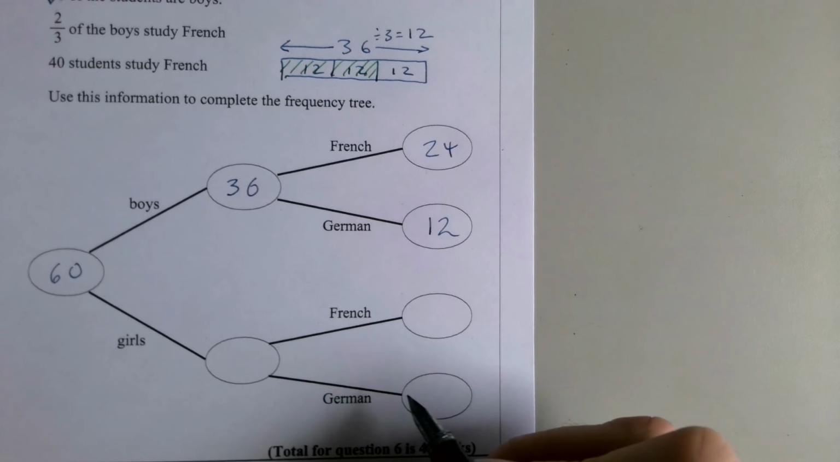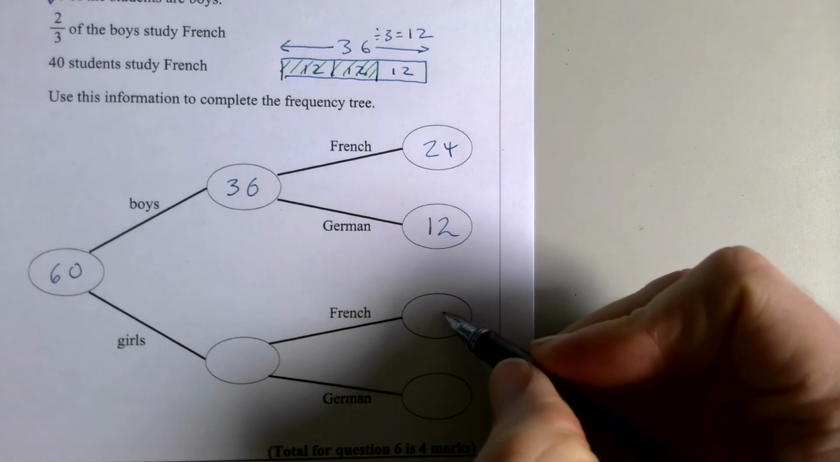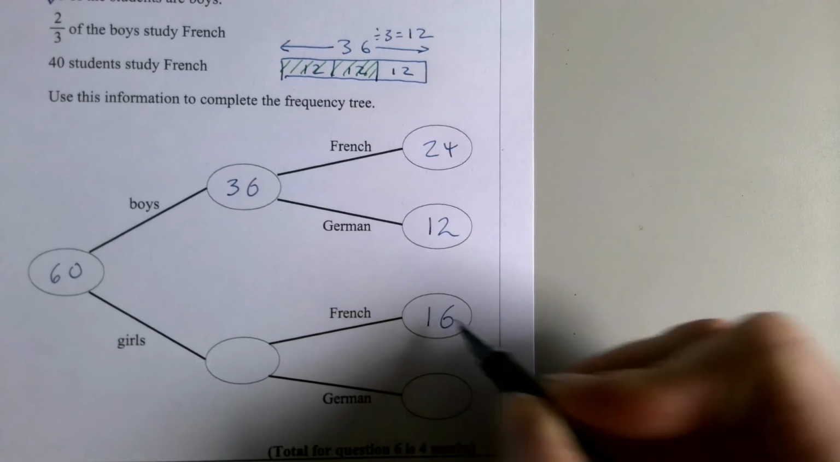40 students study French altogether. Well, we know 24 boys, so the rest of the 40 must be girls, and 24 plus 16 makes 40.